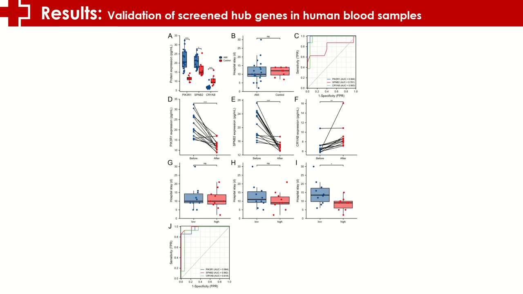And figure A is the hub gene expression. We found that PIK3R1 and SPNB2 are highly expressed in the acute myocardial infarction group, and CRYAB is lowly expressed in the acute myocardial infarction group. To investigate the diagnostic value of the 3 hub genes, we did the ROC analysis. The 3 hub genes can be potential diagnostic biomarkers for diabetic patients with or without acute myocardial infarction.